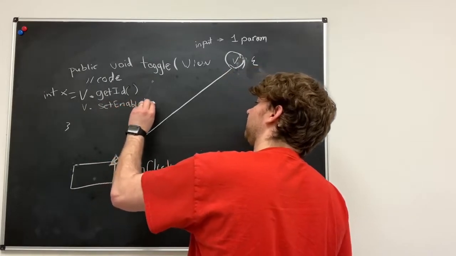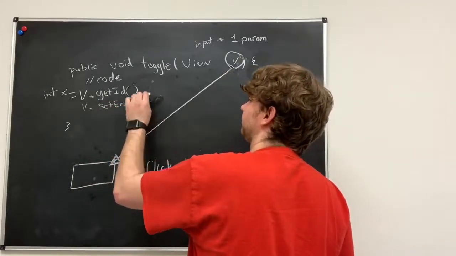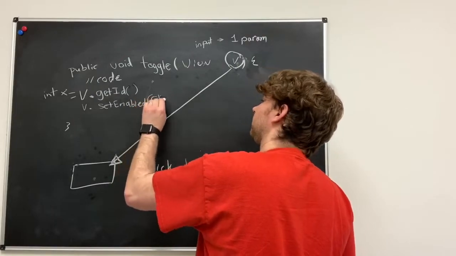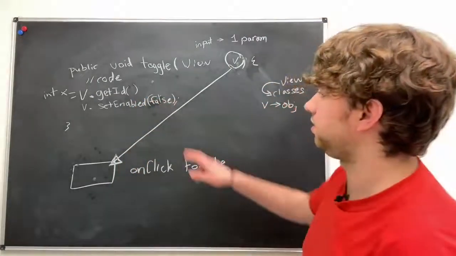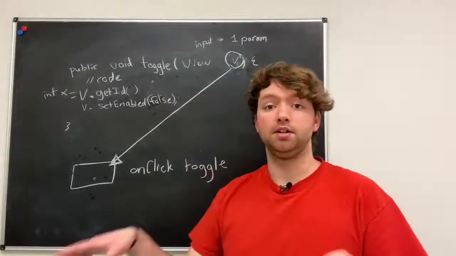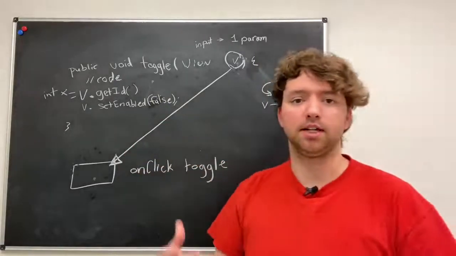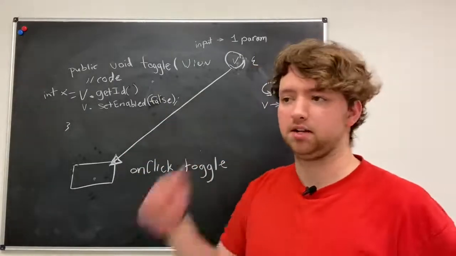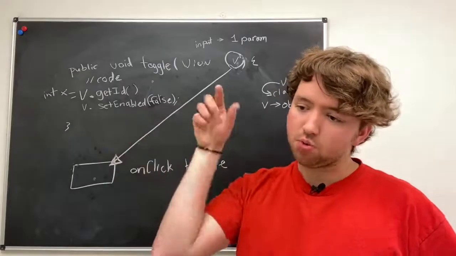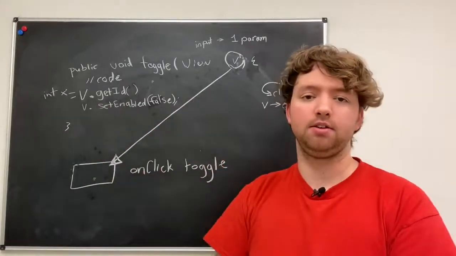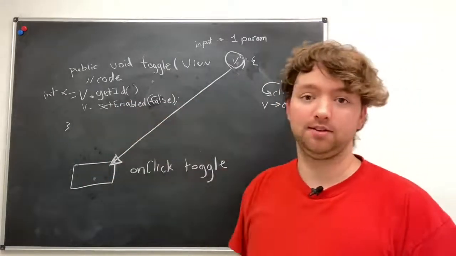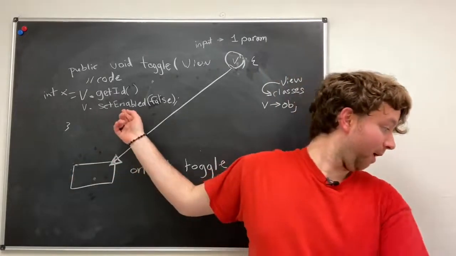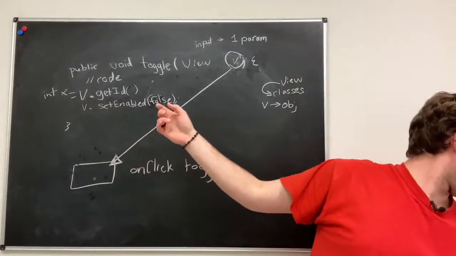We could also do things like modify the button, so we could say v dot set enabled, and we could set this to false. We could pass in the value false. Boom. Now the button is grayed out and you can't click it. So if you want it to be like a one-time button, like activate, and then it's grayed out and you can't click it, that's how you do it, I think. I want to check.